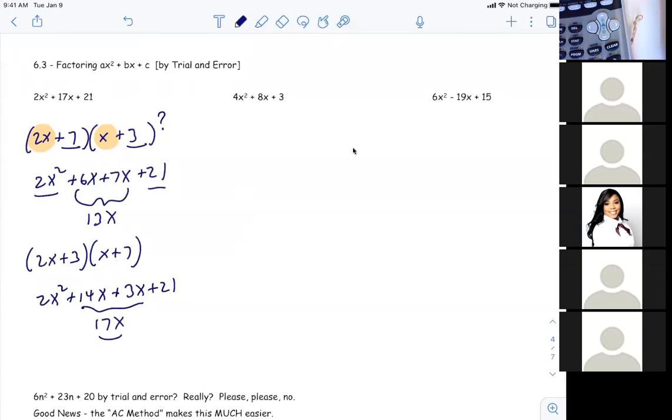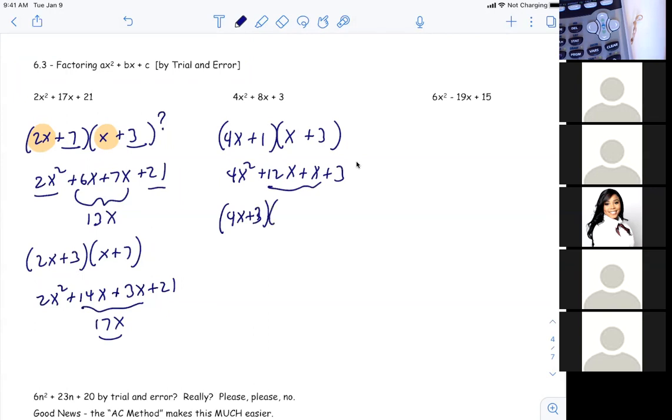If we go to this, I might try 4x and x there, and 1 and 3 like that. What would that do? 4x squared plus 12x plus x plus 3. So that's making 13x in the middle. No good. If I try 4x plus 1, I'm sorry, 4x plus 3, x plus 1, that makes 4x squared plus 4x plus 3x plus 1, 7x in the middle. Oh, I'm getting frustrated. It doesn't work.